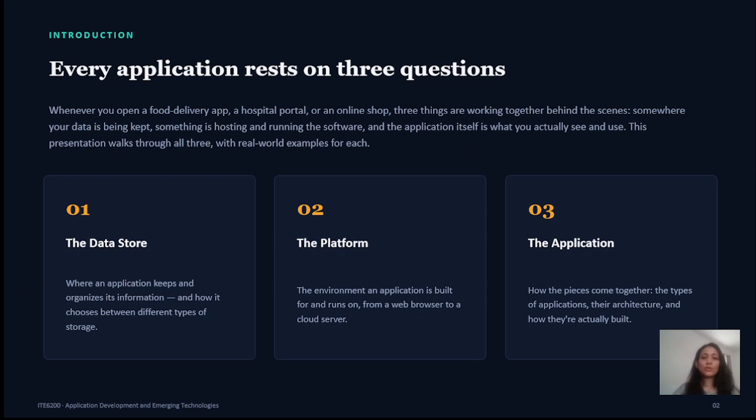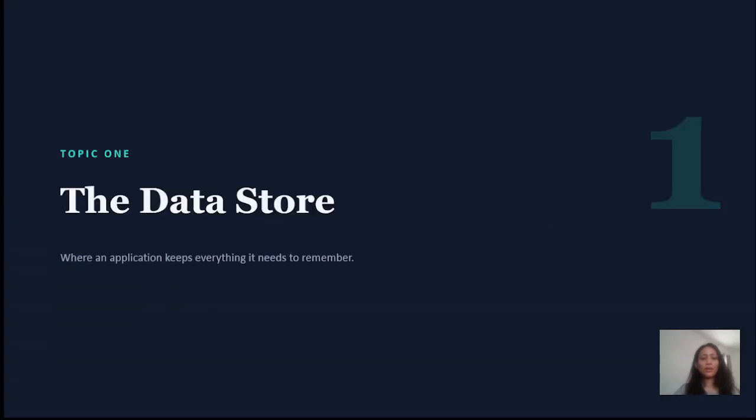Every application rests on three questions. Whenever you open a food delivery app, a hospital portal, or an online shop, three things are working together behind the scenes. Somewhere your data is being kept, something is hosting and running the software, and the application itself is what you actually see and use. This presentation walks through all three with real-world examples for each. The first one is data store, the platform, and the application.